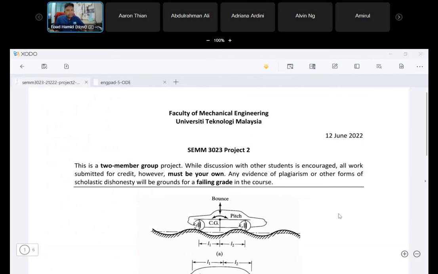Again, if you read the header here, it says this is a 2-member group project. While discussion with other students is encouraged, all work submitted for credit, however, must be your own. Any evidence of plagiarism or any other form of scholastic dishonesty will be ground for a failing grade in this course. So let me be very clear about this statement here. 2-member group, which means both of you must do the project.